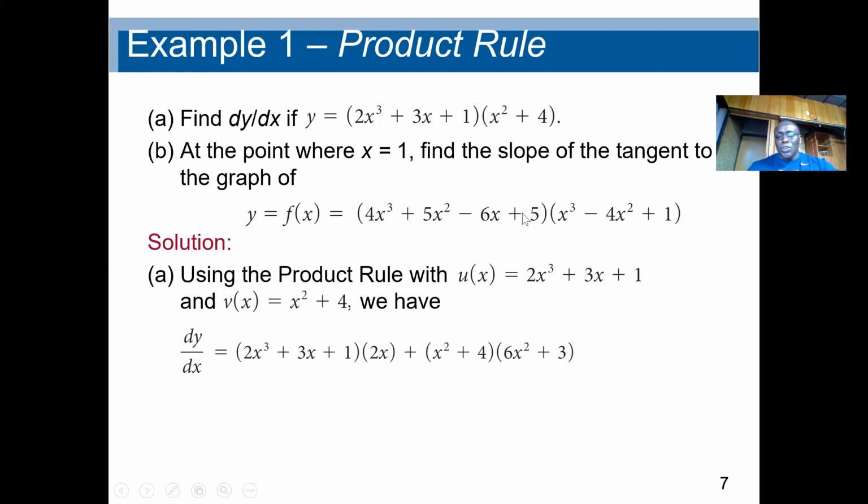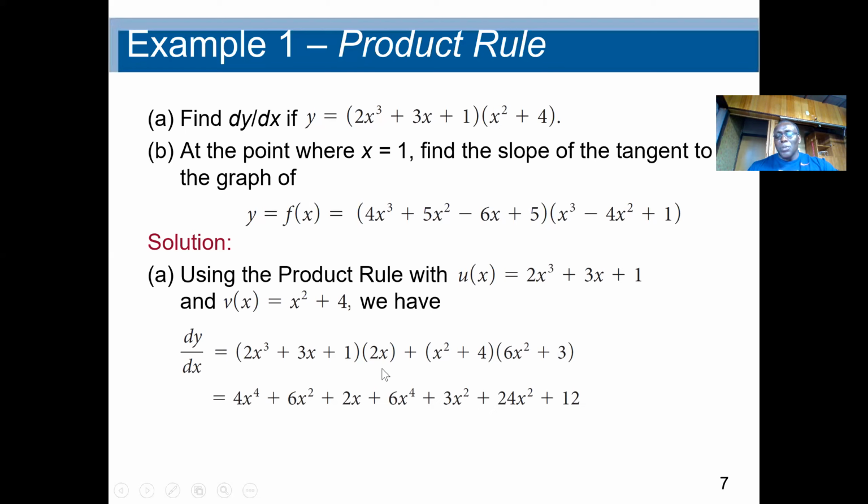We find the derivative of x squared plus 4, which gives me 2x, times 2x cubed plus 3x plus 1. Plus, now we know the derivative, so we find the derivative of 2x cubed plus 3x plus 1, which will give us 6x squared plus 3. And that's what we have here, times the second term, x squared plus 4. Then from here, we can simplify the equation.